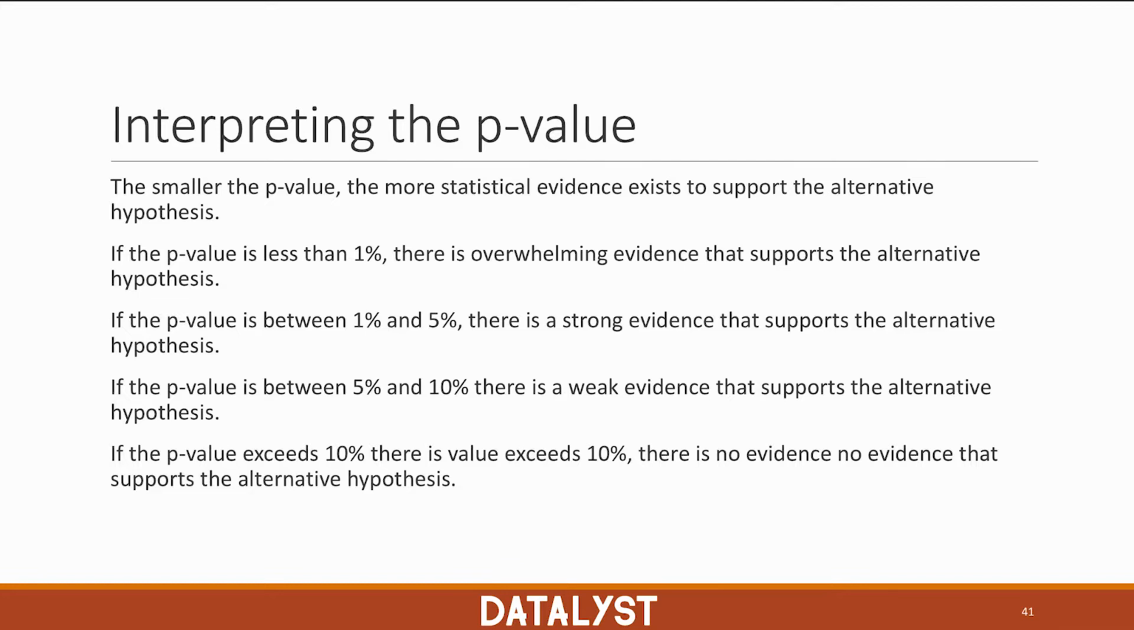If there is between 1 and 5%, we say there's strong evidence to support the alternative hypothesis. Some people accept significance at p-values between 5 and 10%. We might say there is weak evidence to support the alternative hypothesis. And if the p-value is above 10%, then we definitely are not going to support the alternative hypothesis. And this is more or less a standard.